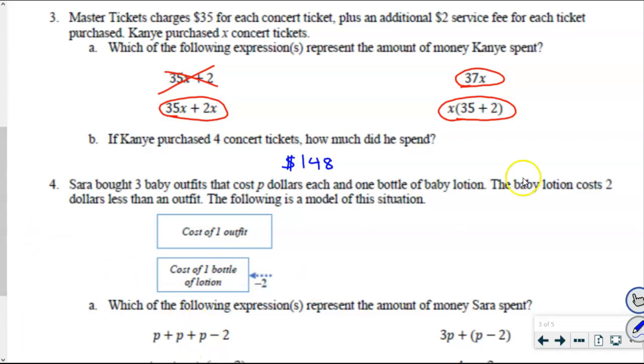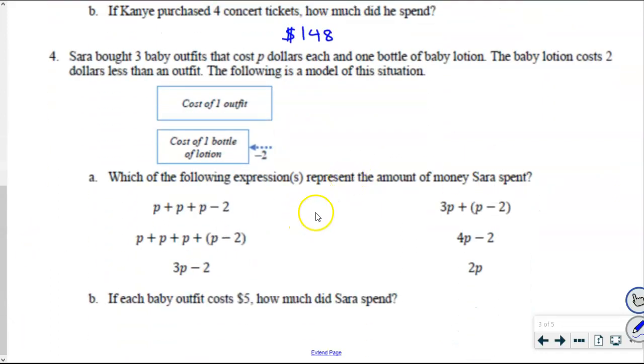So make sense of that. Which expression is going to model this best? We have P plus P plus P, that would be 3 outfits, but then it's showing just subtracting $2 for the lotion. So it's not going to be that one. This is outfit, outfit, outfit, and outfit minus the $2 to equal the cost of the lotion. That one is going to work.